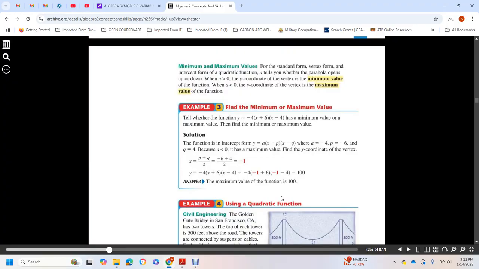Minimum and maximum values. For standard form, vertex form, and intercept form, the quadratic function tells you whether the parabola opens up or down. If a is greater than 0, the y-coordinate of the vertex is the minimum value of the function. If a is less than 0, the y-coordinate of the vertex is the maximum value of the function.